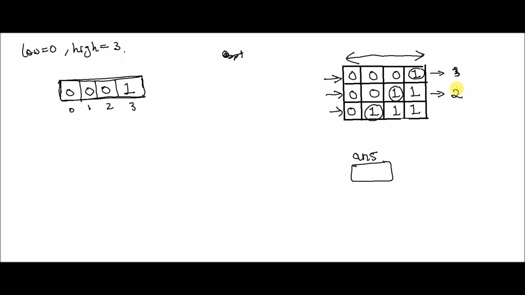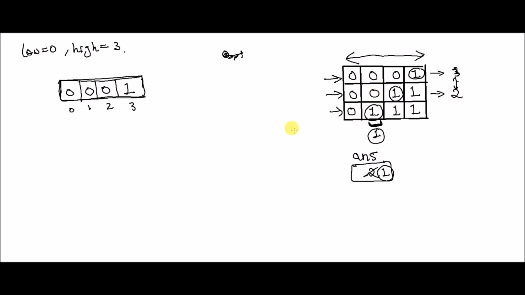Since 2 is less than 3, I will update my answer and store 2 in it. Similarly, when I apply binary search on the third row, it will give me the index of the first one that is encountered. It is encountered at the first column, so it will give me that index. So that is our approach.